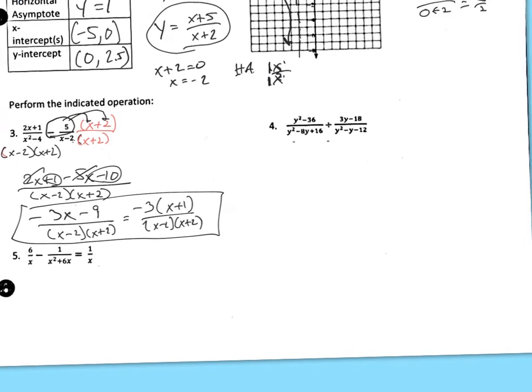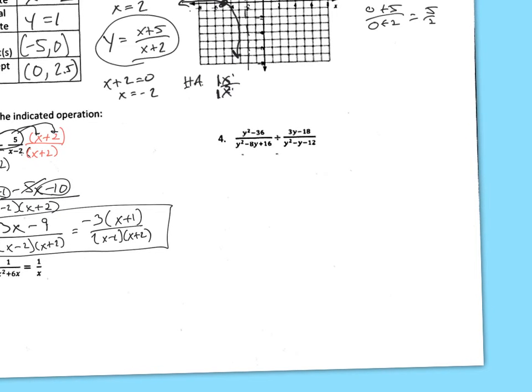Number 4. Dividing. We're going to just factor and cancel. So the numerator, y minus 6, y plus 6. This denominator, we're going to add to get 8, multiply to get 16, add to get 8, so y minus 4 and another y minus 4.